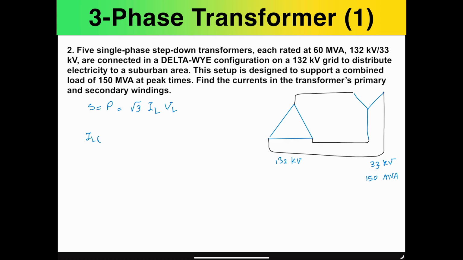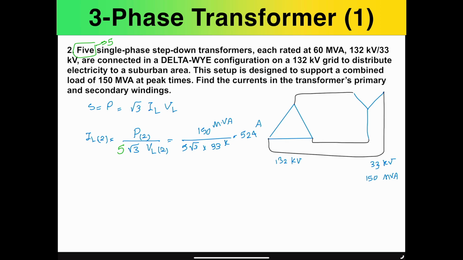This is going to be IL of secondary equals P of secondary divided by square root of 3 VL of secondary. Having said that, we need to be mindful of the fact that the power we're talking about in both cases is given for the whole system. However, we have 5 individual transformers, and if you want to find the current per transformer, we need to divide this whole current by an extra factor of 5. So I'm going to write down here a factor of 5 to show that this goes back to each transformer. So if we consider the power, 150 megavolt amperes divided by 5 times square root of 3, and the voltage is going to be 33 kilovolts, that would take us to around 524 amps.